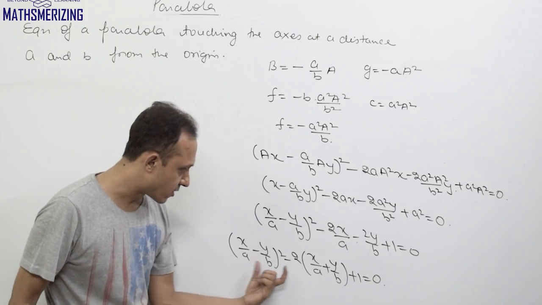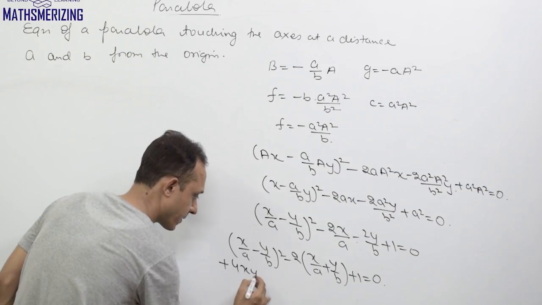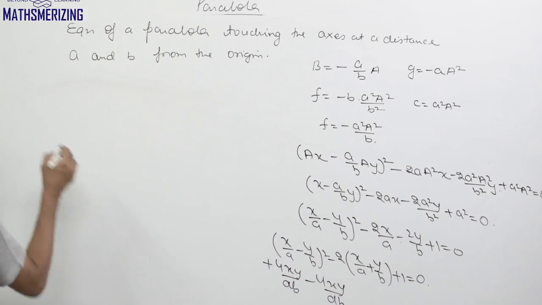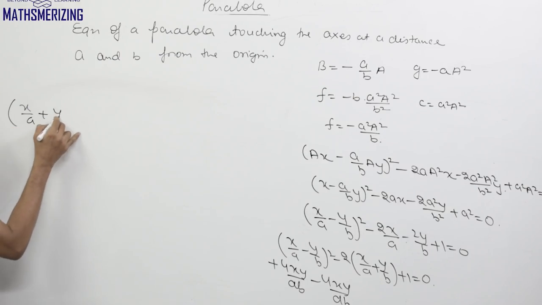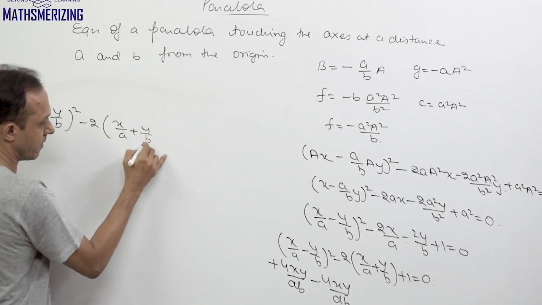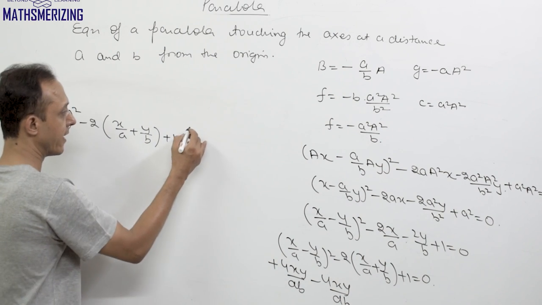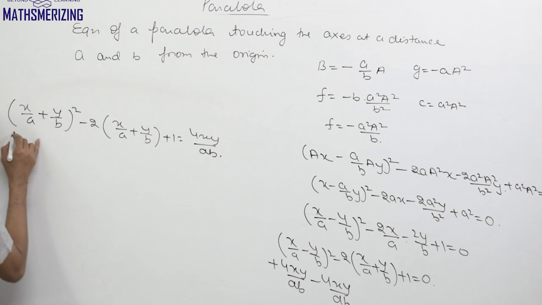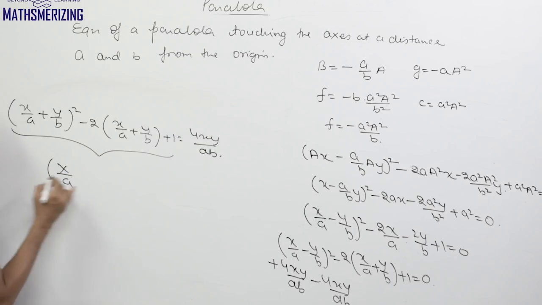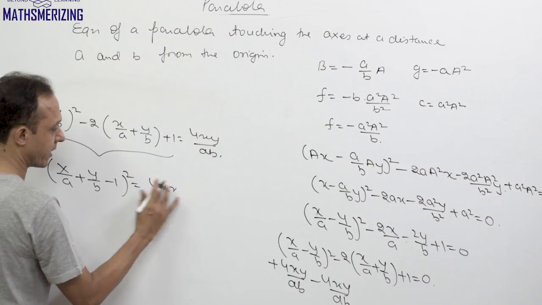Now we'll try and make it a perfect square of x upon a plus y upon b. So what we'll do is I'll add 4xy upon ab and I'll subtract 4xy upon ab. So I can write this equation as x upon a plus y upon b whole square minus 2 x upon a plus y upon b and then plus 1, and I'll take this minus 4xy upon ab on the right hand side. I'll write 4xy upon ab. Now this is a minus b whole square, so I can write it as x by a plus y by b minus 1 whole square, and it should be 4xy upon ab.